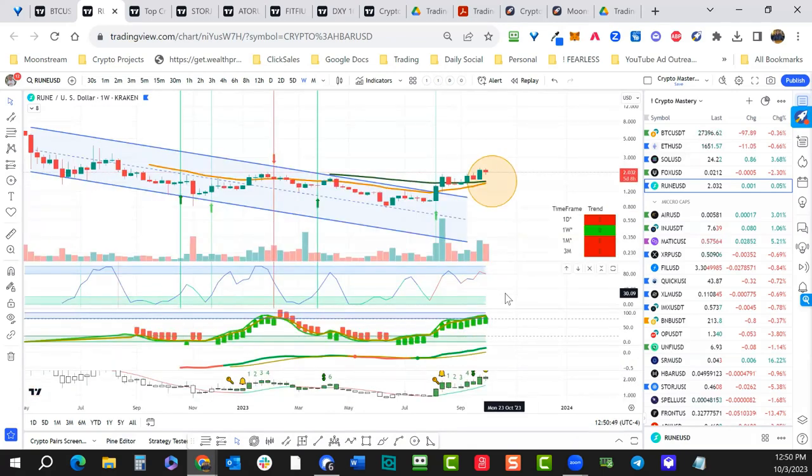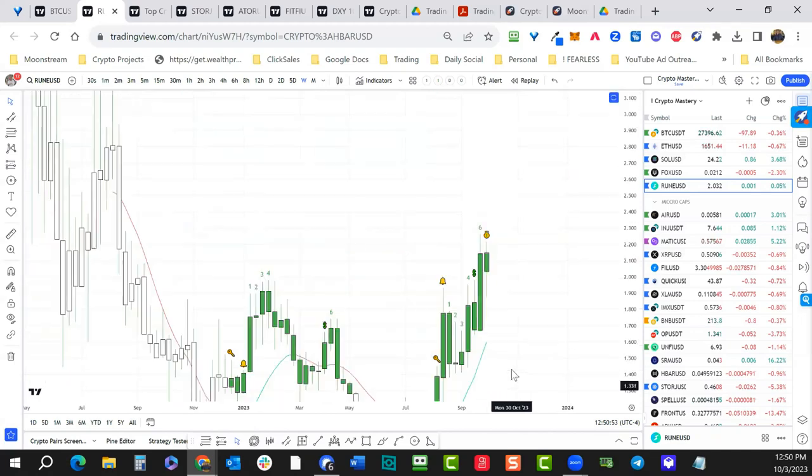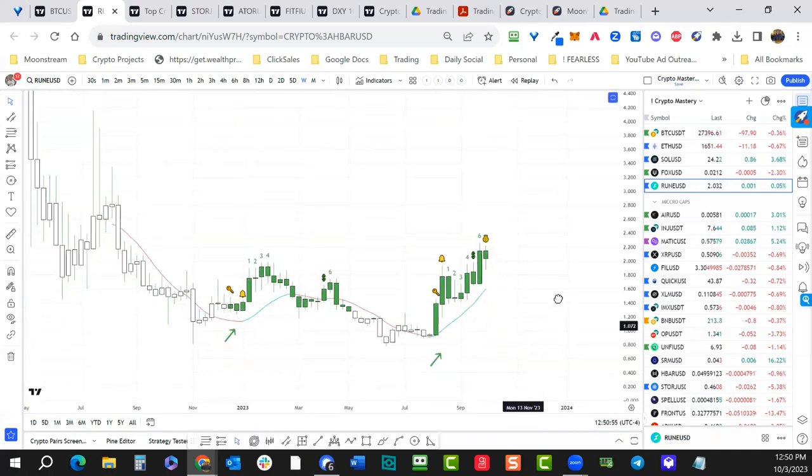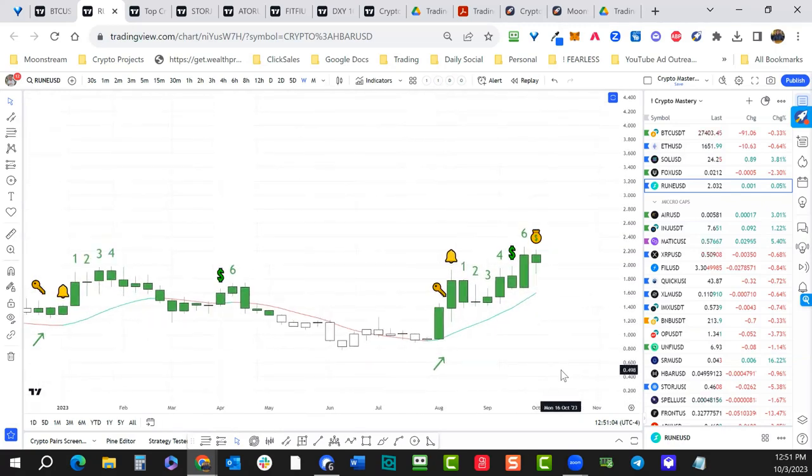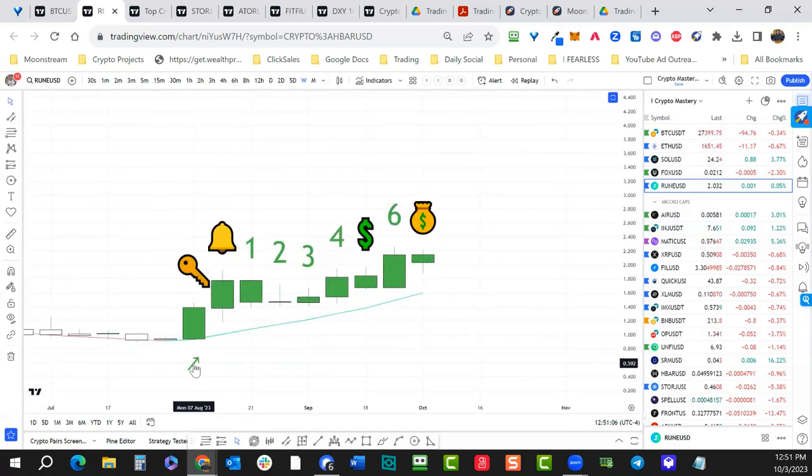So a bit overbought on the TSI, and we are getting a take profit signal on the trend indicator. So what I would do is I would wait. I would probably sell some Rune and wait for the next key bell on a weekly time frame. That's how we read these. The new arrow here indicates a new trend is forming. Key and a bell. The bell is a buy signal.